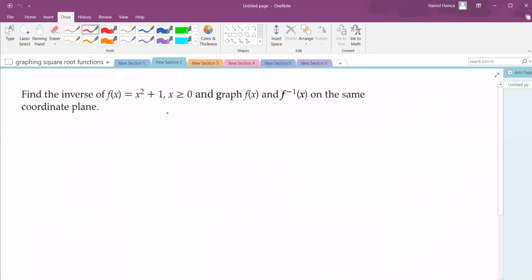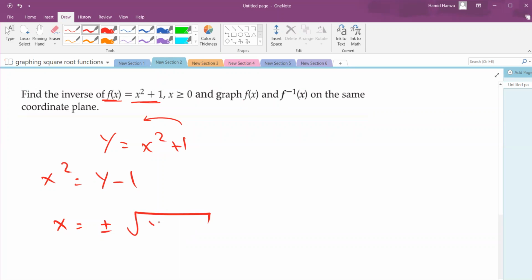What if he asked you to find the inverse of this function? So yesterday, in the previous period, we studied the inverse, guys. We found the inverse by putting this as y and solving for x. We solve the equation for x. So moving the 1 to the other side, x squared equals y minus 1. Take the square root, so x equals positive or negative root of y minus 1.